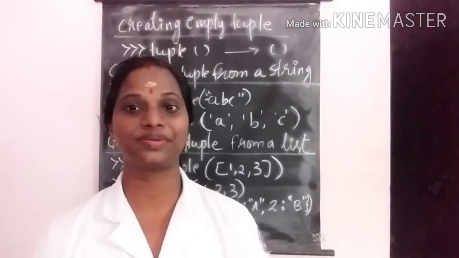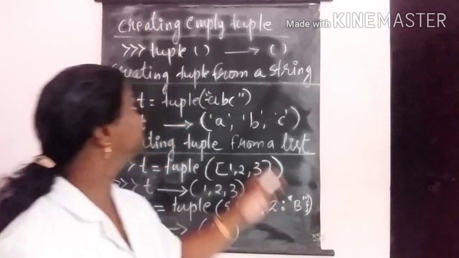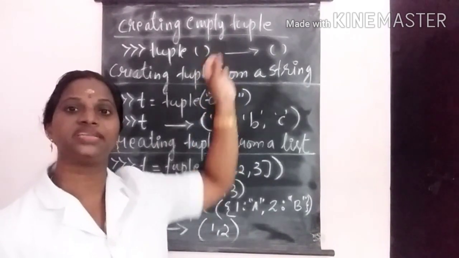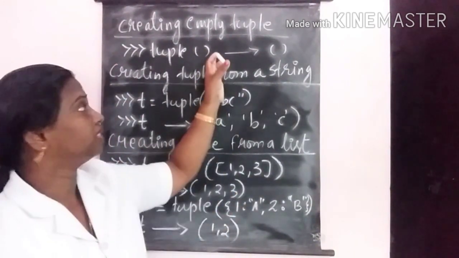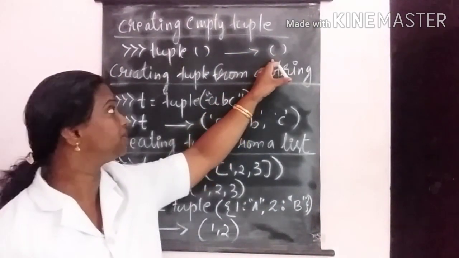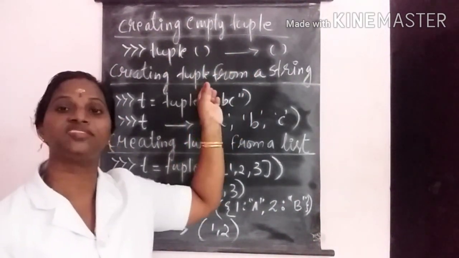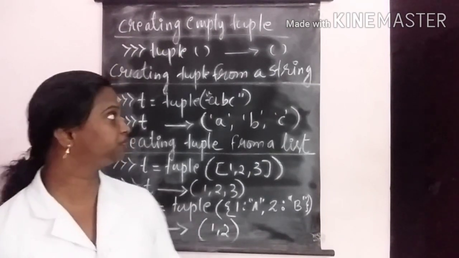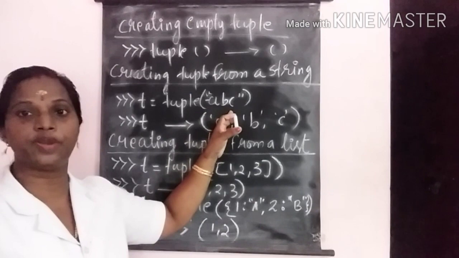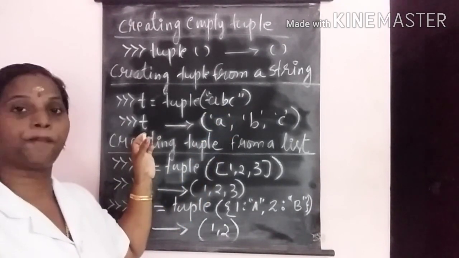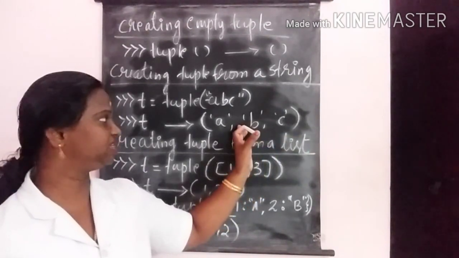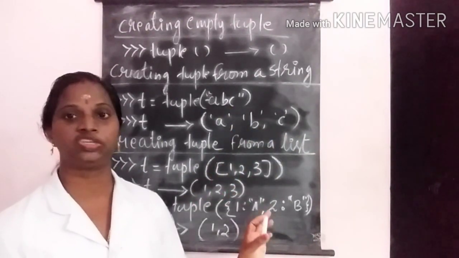Next one, how to create tuples. First one, see here tuple with empty parenthesis. That means you can create an empty tuple, that is, an empty tuple is created by using this syntax. Next one, how to create a tuple from a string. T is equal to tuple of ABC. Then when you print this T, you get A, B, C. These characters will form a tuple.